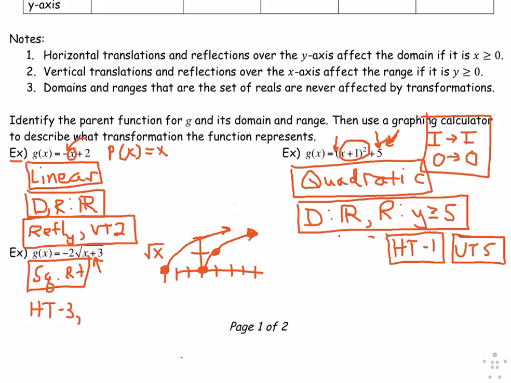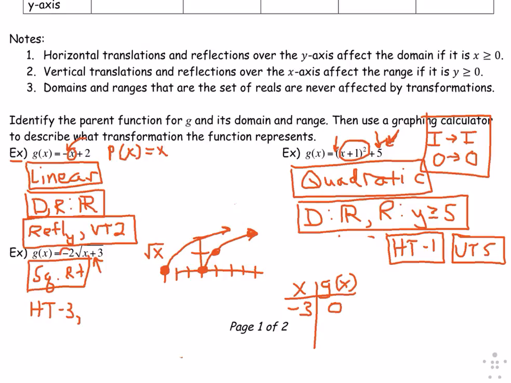And if that's still confusing for you, make a table, because if you have x and g of x, and you substitute -3 and then add 3 to it, you get 0. And the square root of that is 0 times -2 is 0. And so again, you're still on the x-axis, so that y-intercept has moved to the left 3.